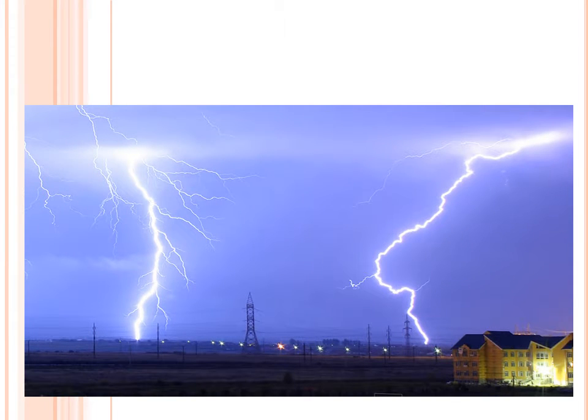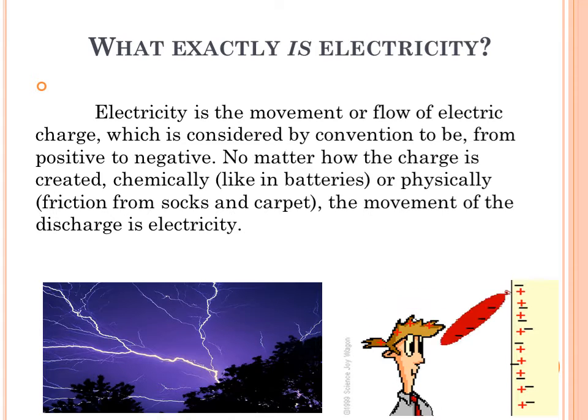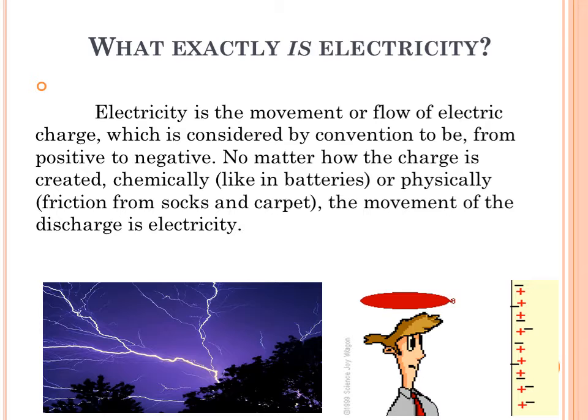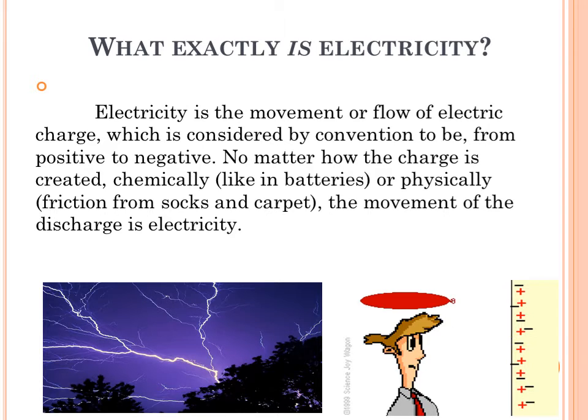Electricity, a very basic term related to electronics. Dear students, there are so many questions that arise in our mind related to electricity. Like, what exactly is electricity? Electricity is the movement or flow of electric charge, which by convention is considered to be from positive to negative. No matter how the charge is created, chemically, like in a battery where we use chemicals to produce electricity, or physically, that means by using friction.